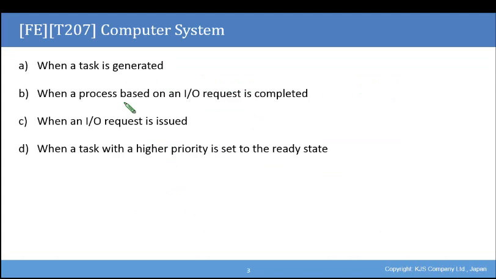So here are our four options for when the task moves from these two states. When a task is generated is our answer A. B, when a process based on an input-output request is completed. C, when an input-output request is issued. And D, when a task with a higher priority is set to the ready state.